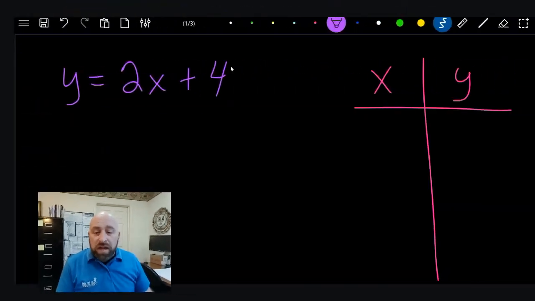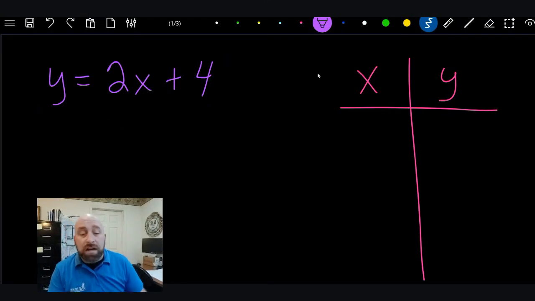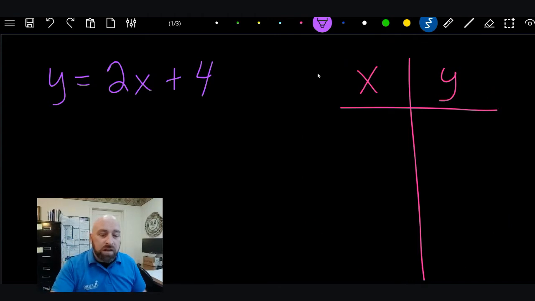So let's go ahead and look down here, and we have an equation right here, and it's y equals 2x plus 4. Y equals 2x plus 4. And if you notice over here, I have something set up right here. This is what we call a table of values. That's on page number 95, a table of values. Now, we're going to figure out how to use this table of values in just a second.